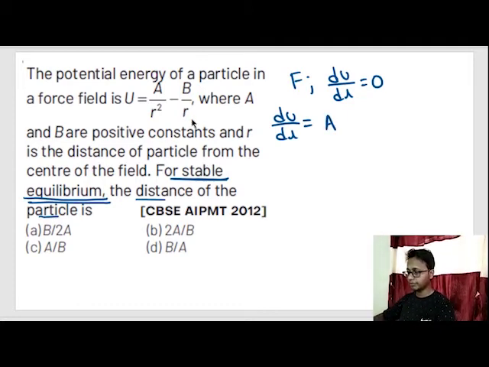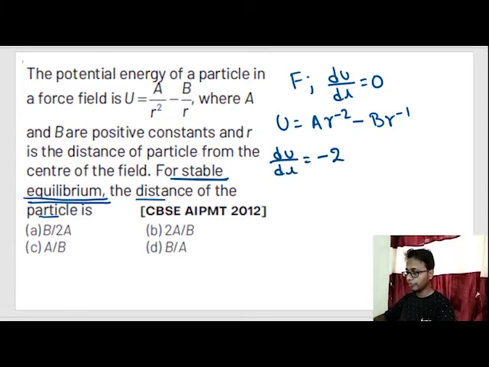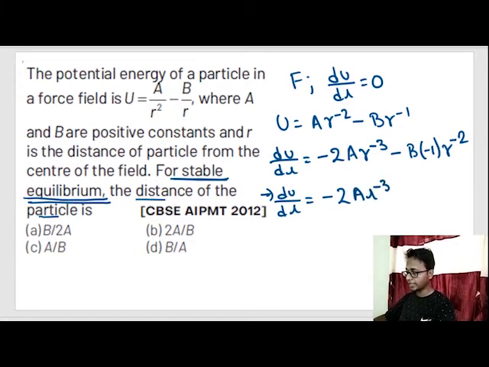So let's write this function properly before differentiating. U is equal to a r to the power minus 2 minus b r to the power minus 1. Now I have to differentiate this with respect to r. It becomes minus 2a r to the power minus 2 minus 1, which is minus 3, minus b of minus 1 r to the power minus 1 minus 1, which becomes minus 2. So our du by dr becomes minus 2a r to the power minus 3 plus b r to the power minus 2.